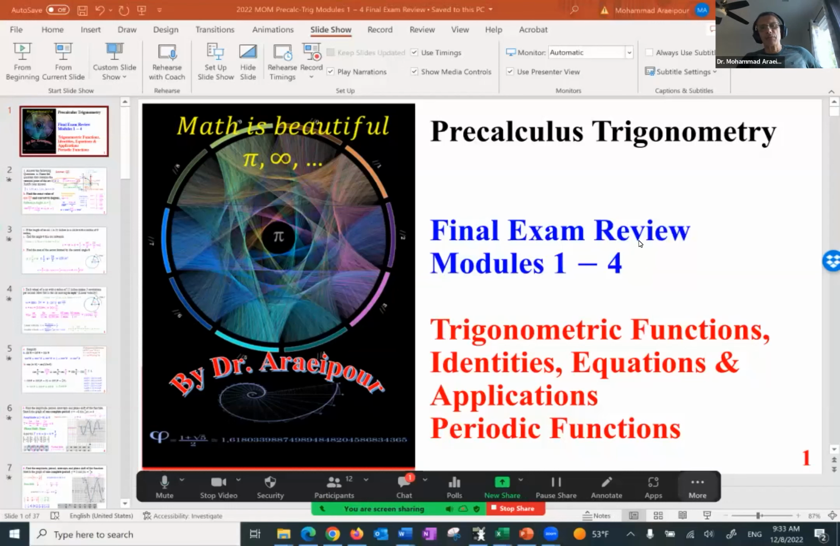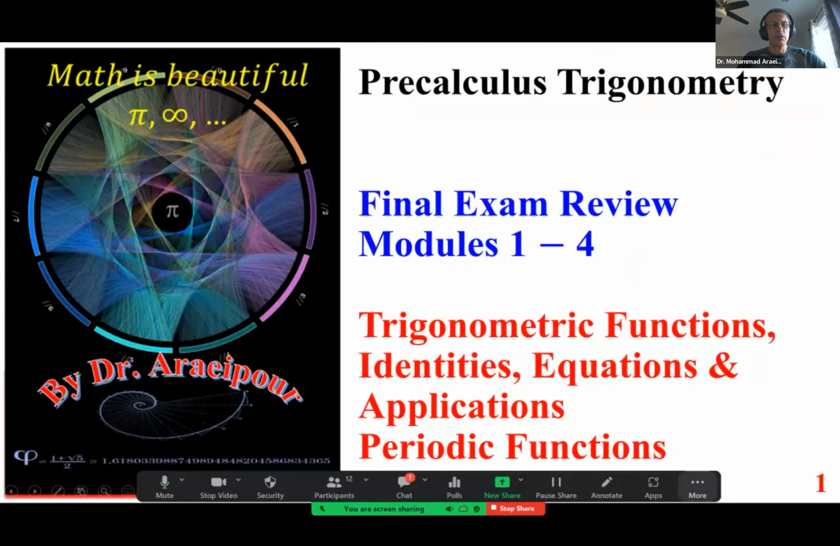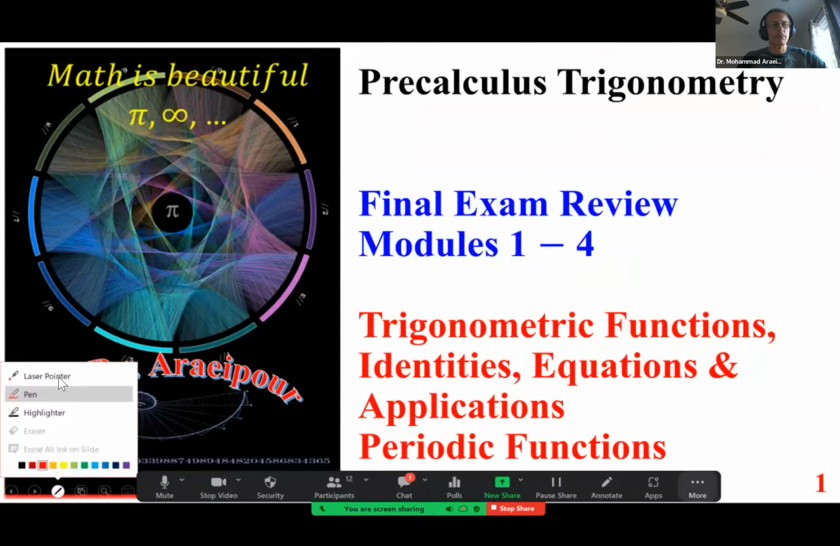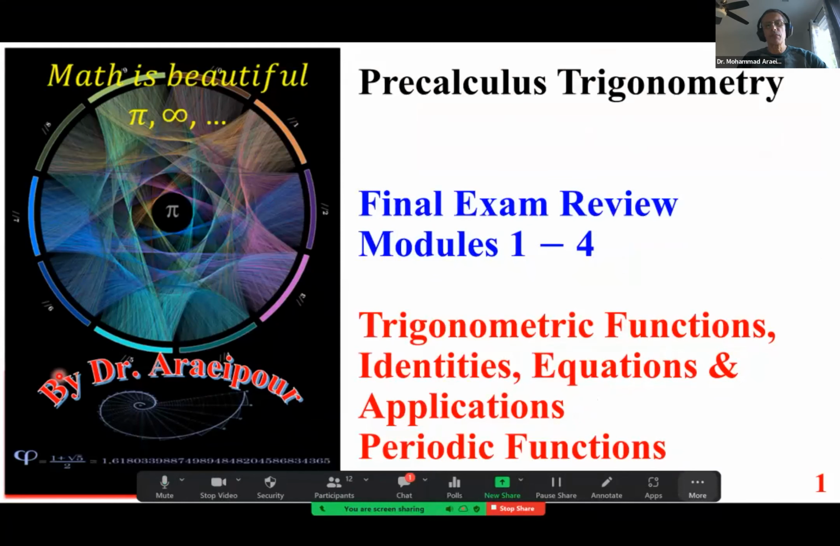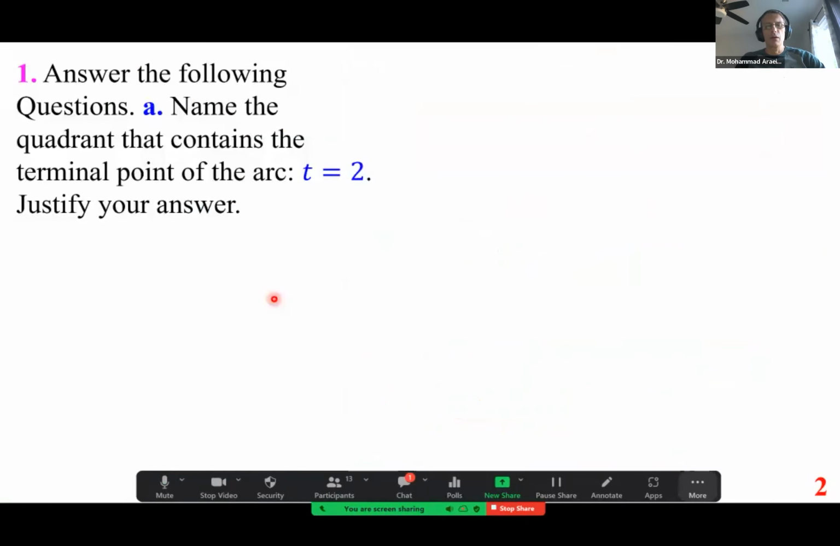Here's the final exam review covering modules 1 to 4: trigonometric functions, identities, equations, applications, periodic functions, all of the above. We are going to continue with the rest of the final exam review. So what did we do?